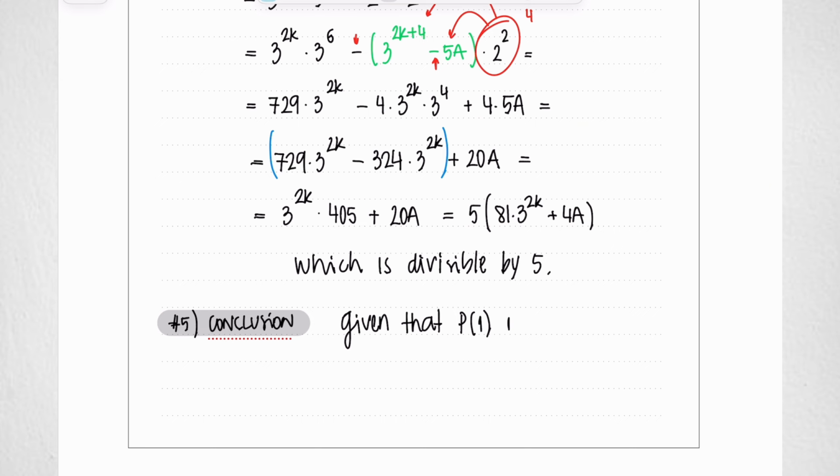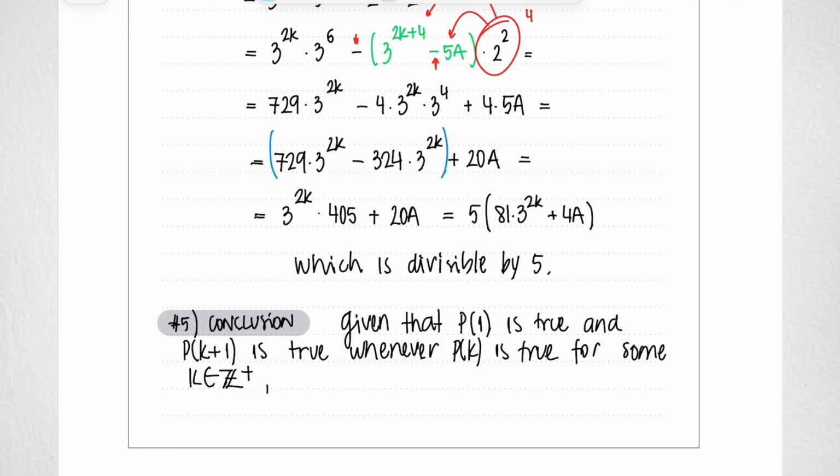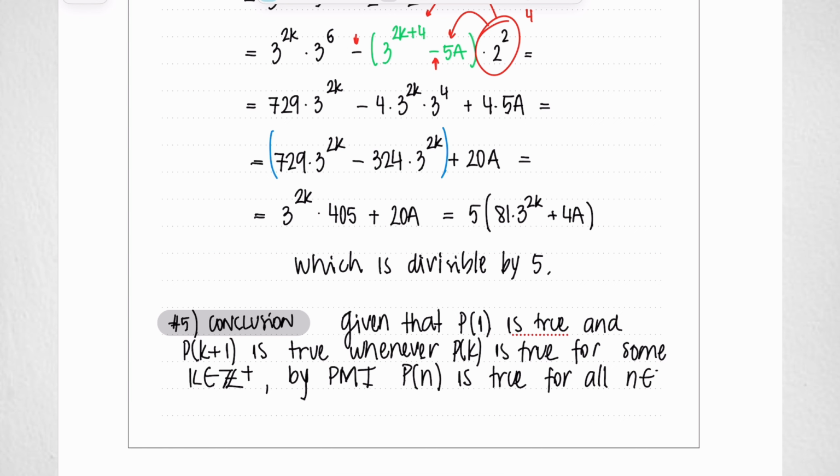Given that P of 1 is true and P of k plus 1 is true whenever P of k is true for some positive integer k, then by the principle of mathematical induction, you can write PMI here, it makes it shorter, P of n is true for all positive integers n. And there you go.